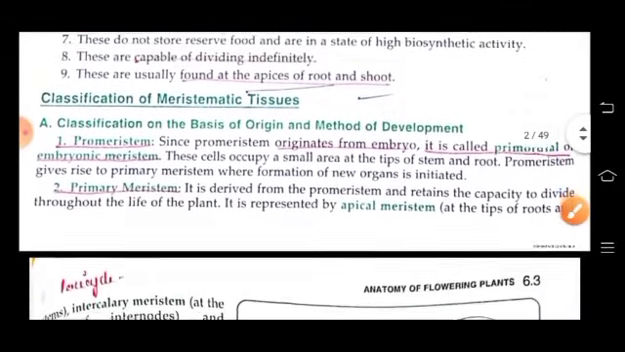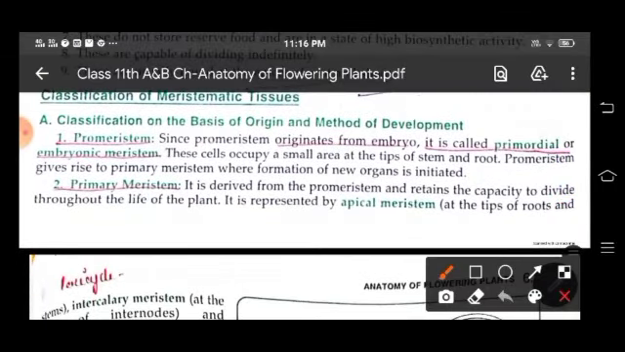So let's do the classification of meristematic tissues. Classification on the basis of origin and method of development: promeristem and primary meristem. Promeristem originates from the embryo, so it is also called primordial or embryonic meristem. These cells occupy a small area at the tip of stem and root. Promeristem gives rise to primary meristem, where formation of new organs is initiated.